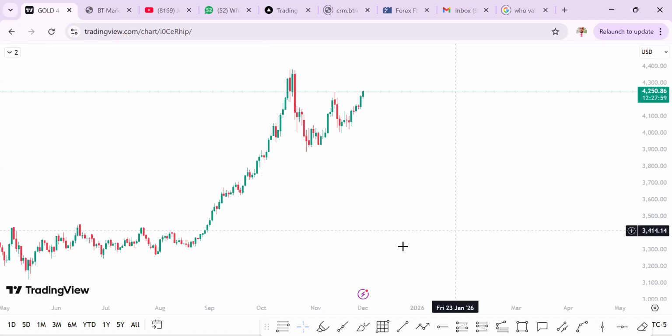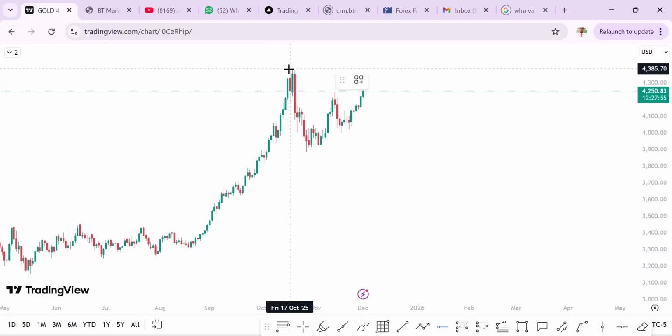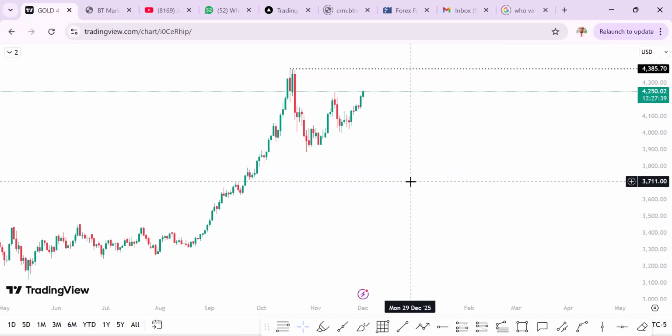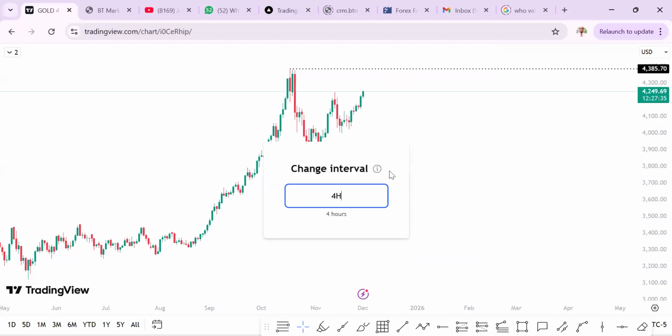So, where are we going on gold? The first thing I'll be saying is that this is where we are going for gold. That high is our draw on liquidity for gold. Gold is going to that place. That is where gold is coming from, guys. Gold is coming to that place. So let's drop to 4 hours.